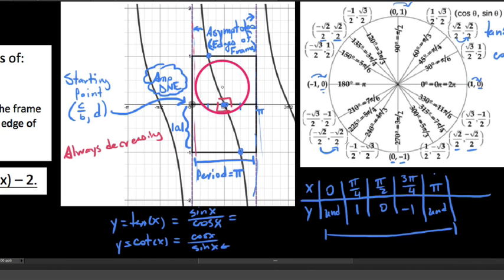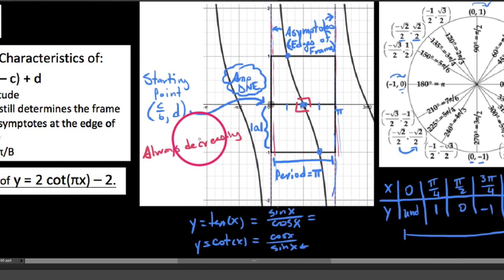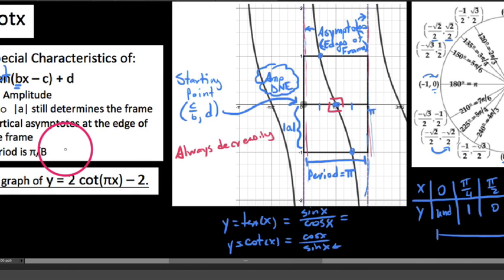Okay. So with respect to constructing our frame for a cotangent graph, the neat thing about making our cotangent graph is that the starting point of our frame, we're going to write this down here, starting point is at C over B comma D. And so we get C over B comma D. So this is always consistently our starting point. It's just that with cotangent, unlike tangent, our starting point is not going to be in the middle of the frame. Our starting point is actually just like we traditionally have it on the left side of our frame here.